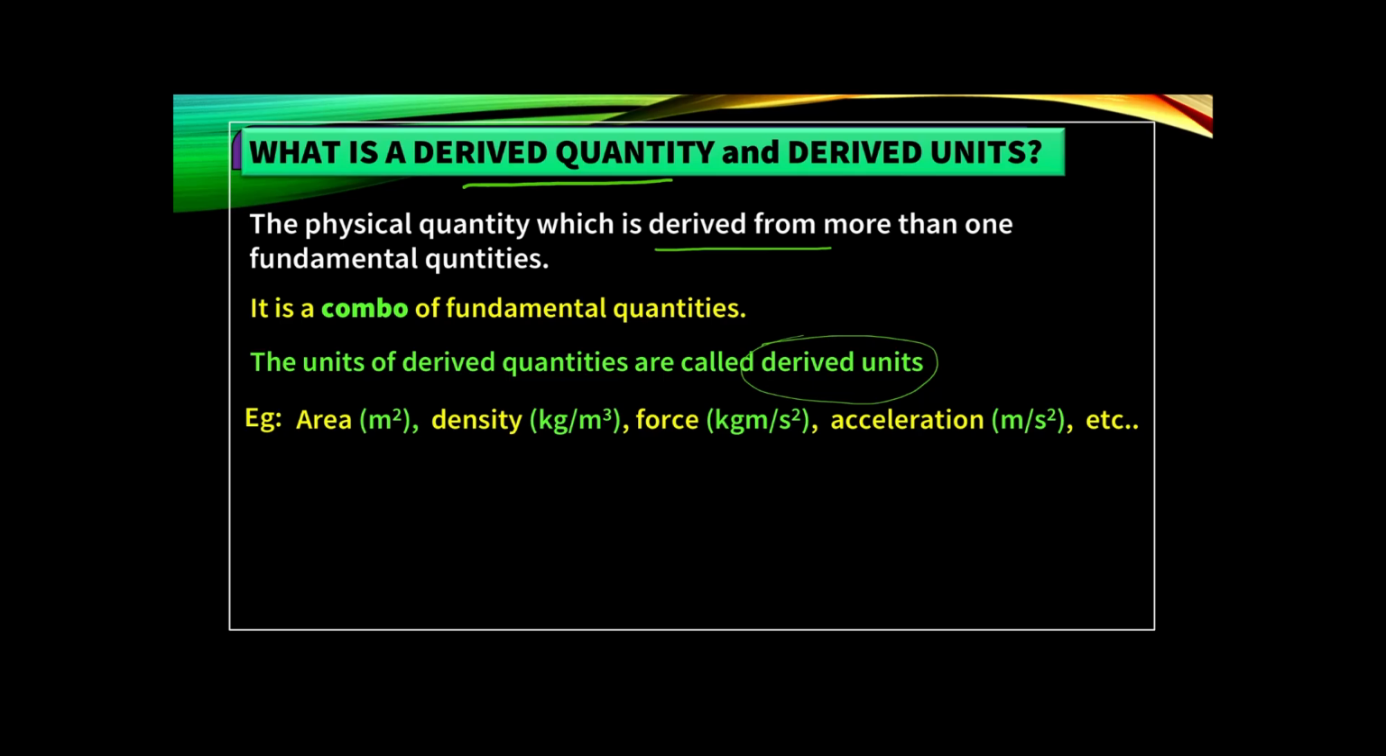Example, area: you can see meter square. The unit is a combo of meter and meter. Look at density, it's a combo of kilogram, mass, and m³, meter distance, combo of all. Force, remember, now we learn it as kilogram meter per second square. To get the unit of velocity, you can see meter per second. Two ways you can write meter per second: this way, or divided by second, when it goes to the top, it becomes s^-1.